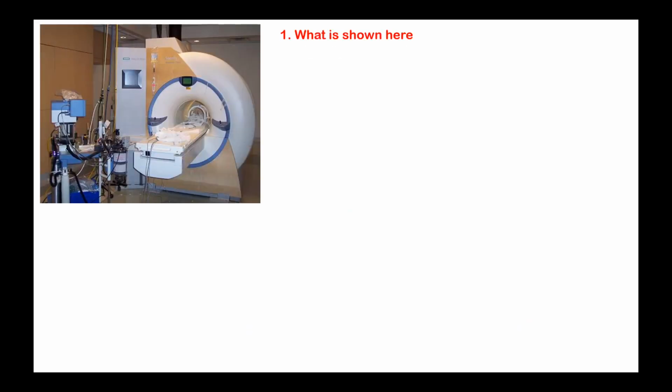What is being shown here? MRI, sir. Do you see anything else here? What is this? Anesthesia workstation. The anesthesia machine is there. The patient is being given anesthesia for MRI. Okay? So, anesthesia in the MRI suite. What are the indications for giving anesthesia for a patient in the MRI suite?